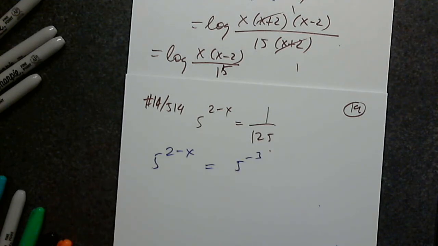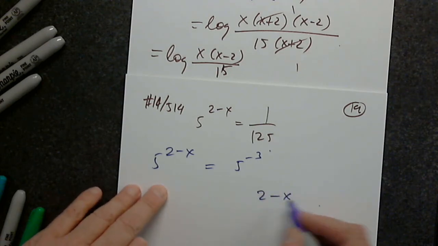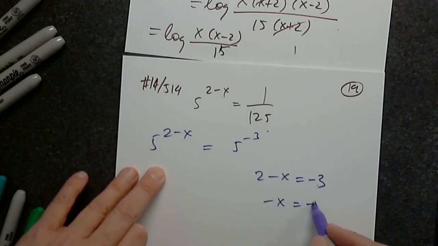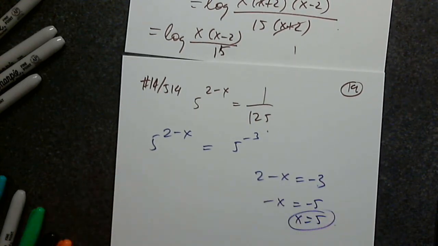Because 5 to negative 3 is the same thing as 1 over 125. And this is so much easier now because you have to write 2 minus x equals negative 3. Or negative x equals negative 5, or x equals 5 and you're done. Will you get the same answer with applying log? Of course. But you may not come up with a solution in simplified form.